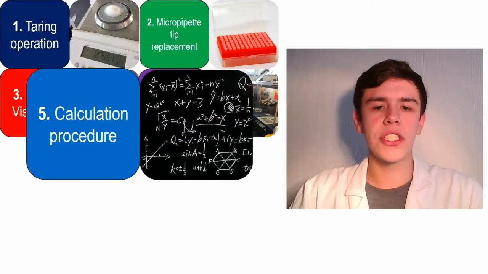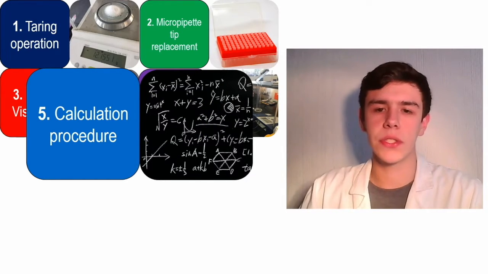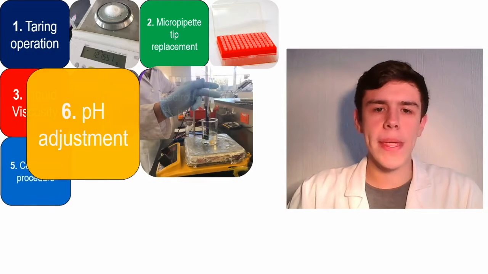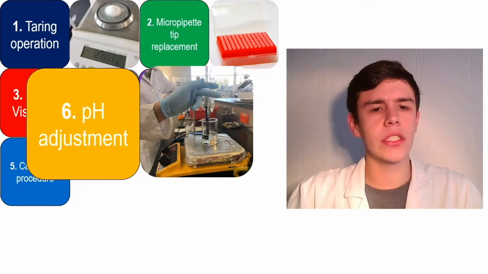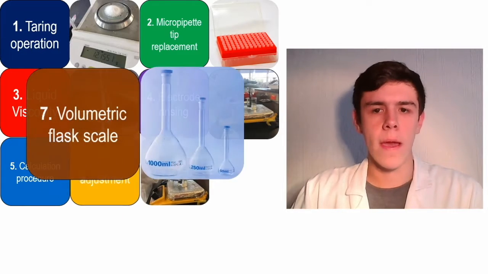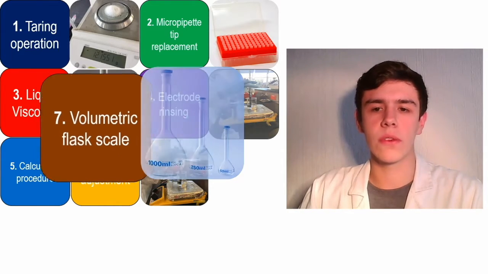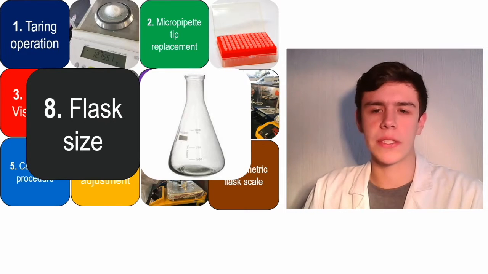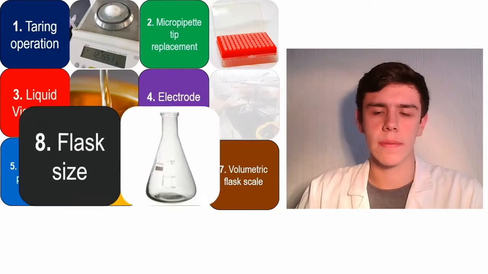5. Calculation procedure. Before preparing any solution, you have to make the logical mathematical operations to determine the amount of weight or volume of each reactant. 6. pH adjustment. Some solutions require a specific pH. To achieve this, it is necessary to add the corresponding base or acid with caution to reach the exact value. 7. Volumetric flask scale. It is necessary to choose the appropriate vessel for storing accurate amounts of volume. 8. Flask size. Some solutions may be subjected to temperature or procedures, so you have to consider the possible volume or consistency changes of the solutions.